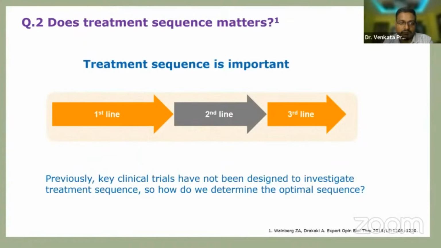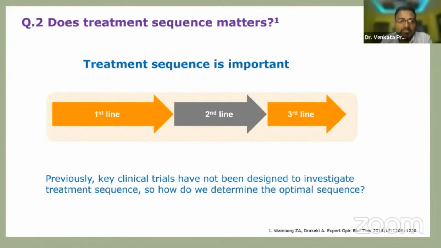So, Dr. Venkat, the important question: does treatment sequence matter? If yes, what should be your choice? We are discussing the left-sided tumor, BRAF wild type, KRAS wild type. What should be the first line choice, second line, and so on? Good evening, sir.